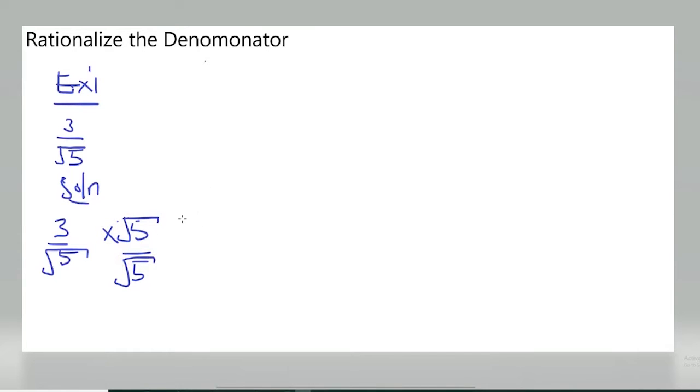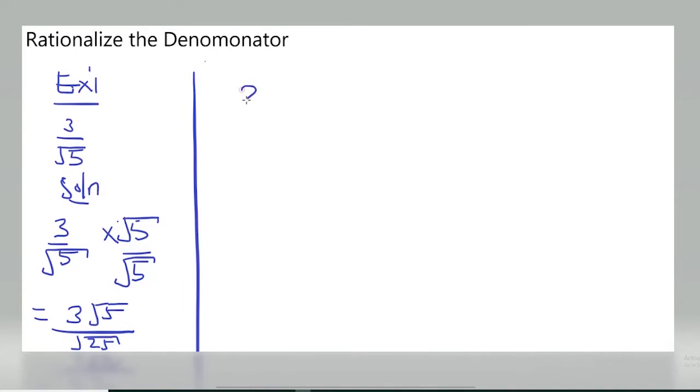If you need to prove this, if you take root 5 divided by root 5, you get 1. So this will not be affected, it will remain the same. That's why I've copied the same number on the numerator and the denominator. Now this will be equal to 3 times root 5, which is 3 root 5, over 5 times root 5, then you have root 25.